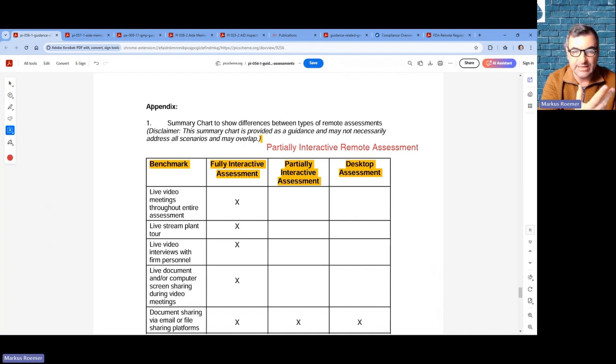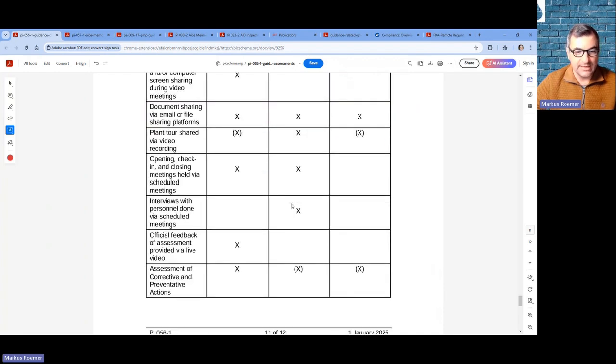Okay, there we have the 3 types: fully interactive assessment, partially interactive assessment, desktop assessment. But even here, I don't want to go into details, but you know, chapter 4.2 is called partially interactive remote assessments and not partially interactive assessments. Why have you changed that? It's in the same document. It's a 12 pages document. For me, it shows a very low quality of document. Things like this, I'm sorry to say that.